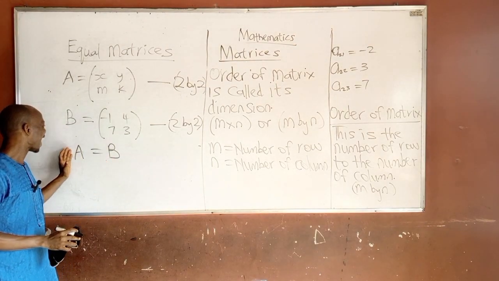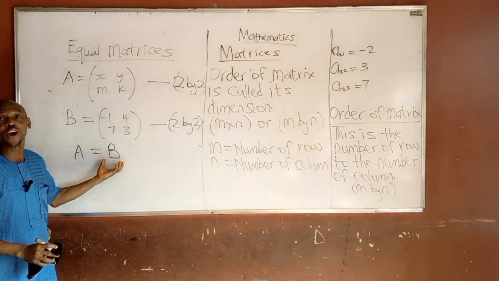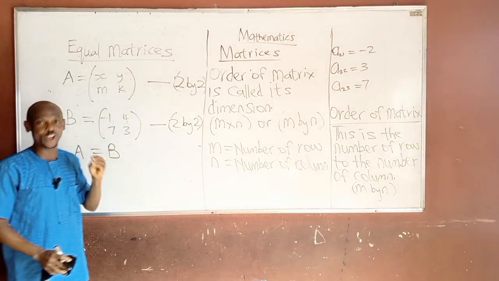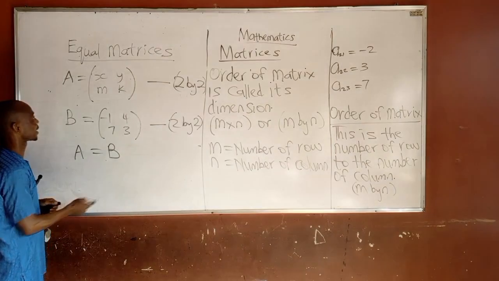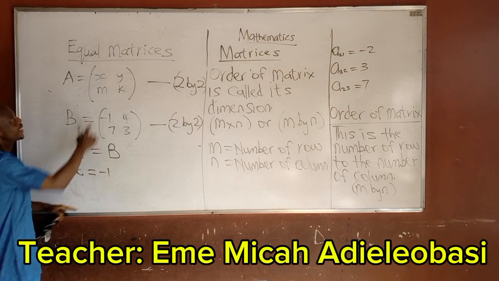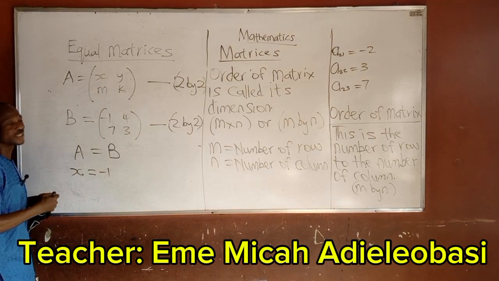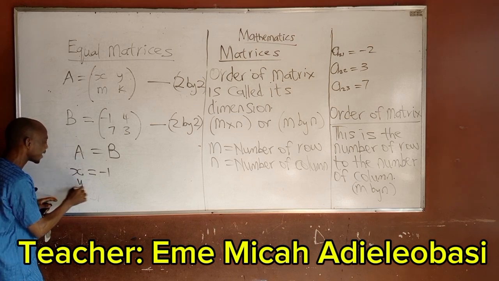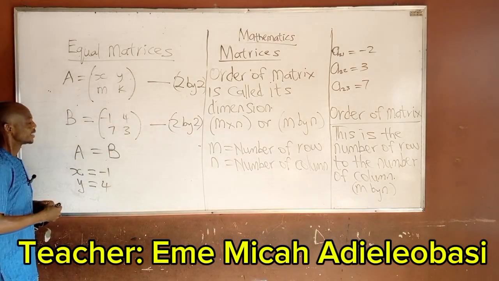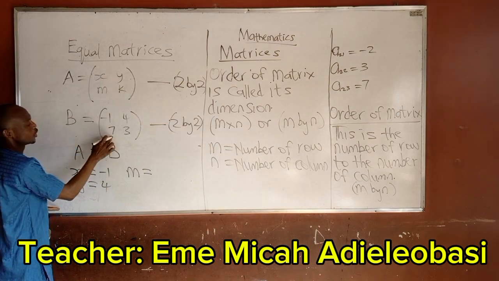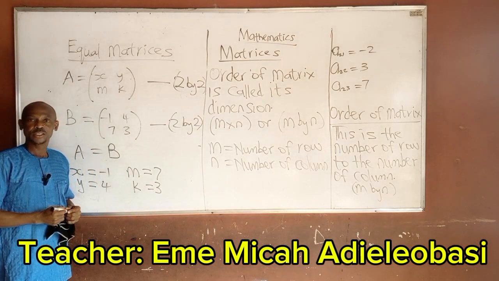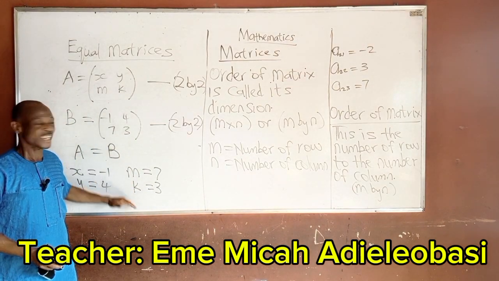So for matrix A and B to be equal, it also means that the corresponding elements in each position must also be equal. Hence, we can simply say that x is equal to -1, the corresponding element. y is equal to 4. Then m is equal to 7. And k is equal to 3. So we can now say that the matrices are equal.